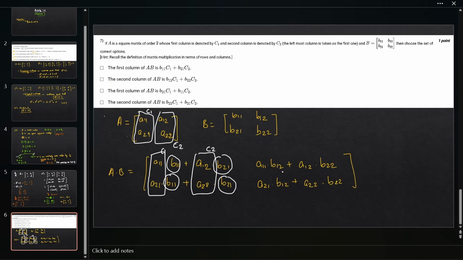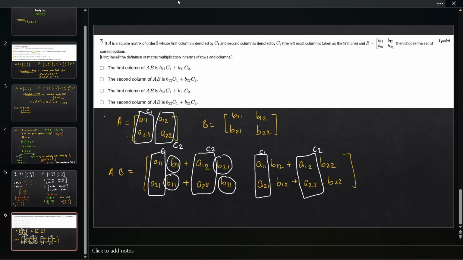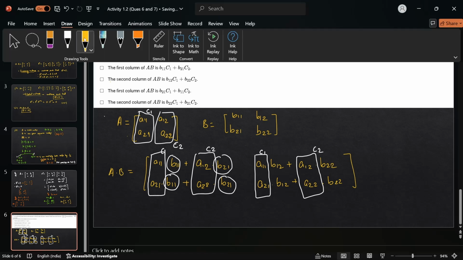Similarly, if we talk about the second column of AB, which is there in our option 2, it says we are multiplying B12 with C1. So let's see, we are multiplying B12 with A11 and B12 with A21. So A11 and A21 denotes the C1, and then it says, then we are taking its sum with B22 multiplied with C2, and here we can see that B22 is multiplied with A12 and A22, which actually denotes the C2. So here we can see that option 1 and option 2 are correct.